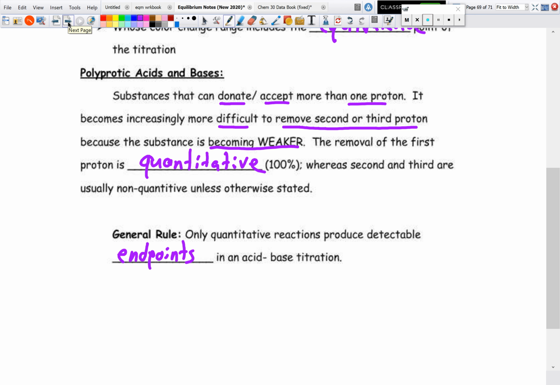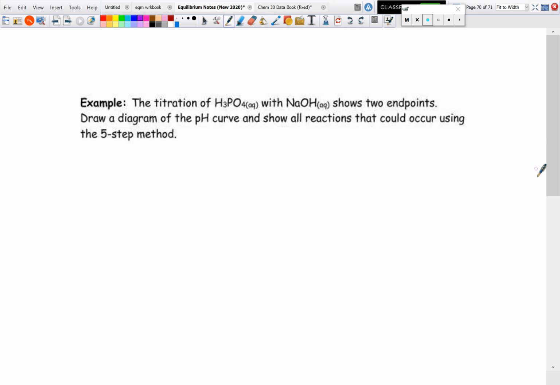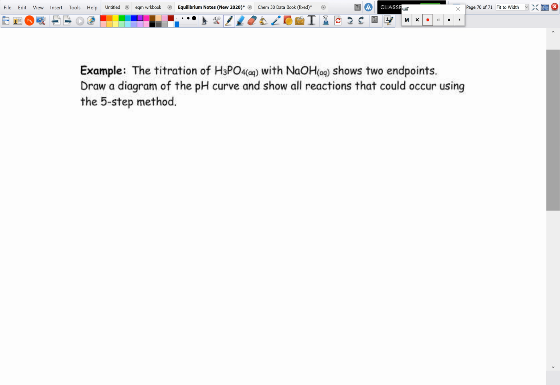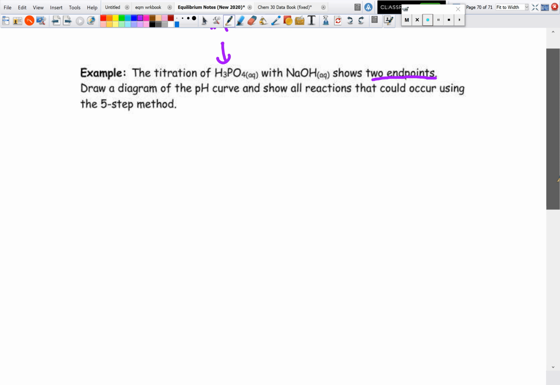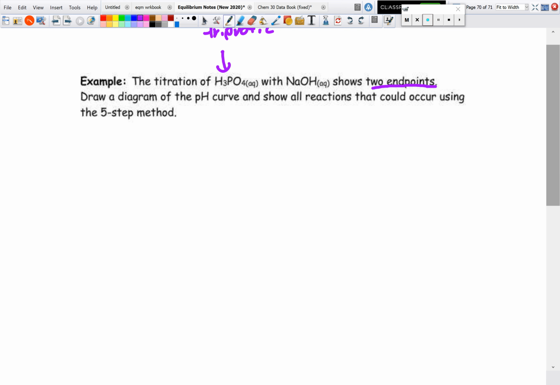So, last little diagram we're going to look at, then you guys can answer the last question. But this right here, just kind of bringing into that, we have a titration of H3PO4 with sodium hydroxide. It shows 2 endpoints. Now, even though we know this is triprotic, there should be 3 endpoints, but it's saying that there's only 2 endpoints because, well, the removal of that last hydrogen is almost impossible.